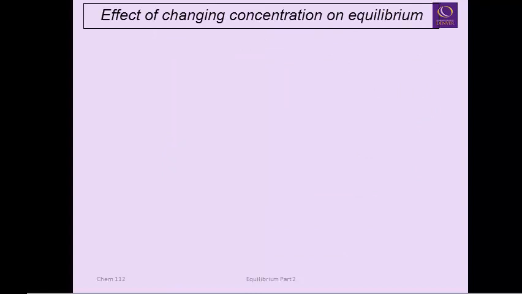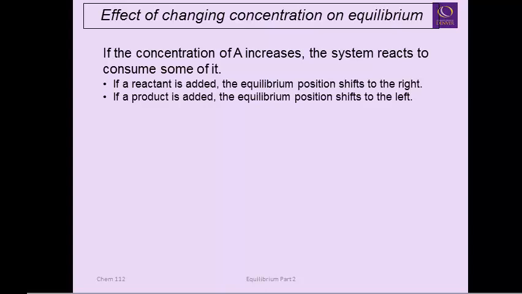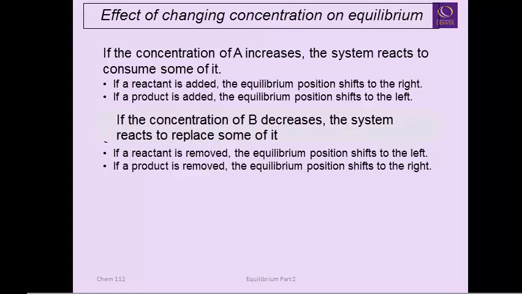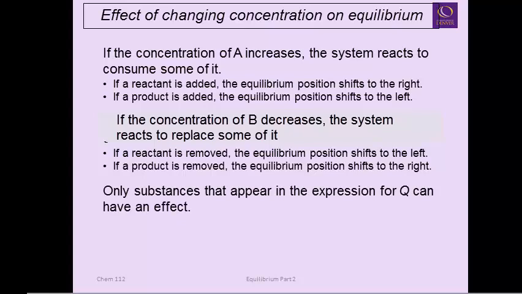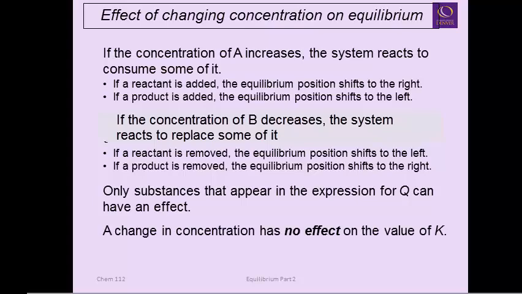The effect of changing concentration on the equilibrium can be summarized. If the concentration of A increases, the system reacts in some way to consume it. If the concentration of B decreases, the system reacts in some way to replace some of it. Only substances that appear in the expression for Q can have an effect, or they have to appear in an unequal way from reactants to products. Remember the sodium example from earlier in the video. And what we're doing here is not changing the K. Assuming that the temperature is constant, we haven't changed the K.